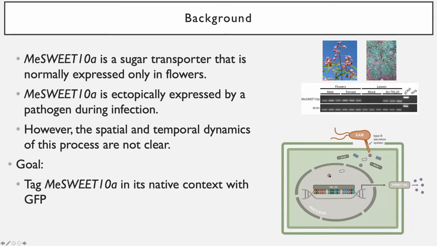And while we've known this happens for a long time, the spatial and temporal dynamics of this process are not clear. So we don't know whether or not this gene is activated in lots of different tissue types or exactly when during the infection process it's activated. So we figured if we could tag Me-sweet10A in its native genomic context with GFP, that would be a useful tool for uncovering the answers to some of those questions.